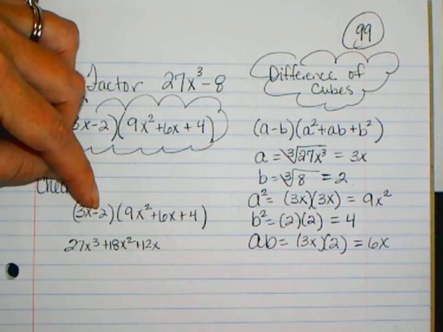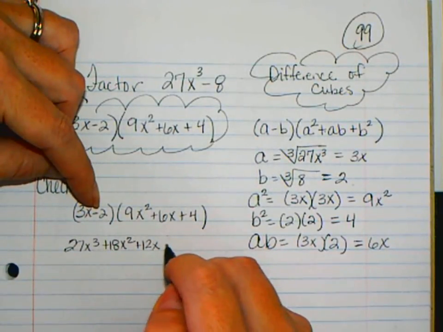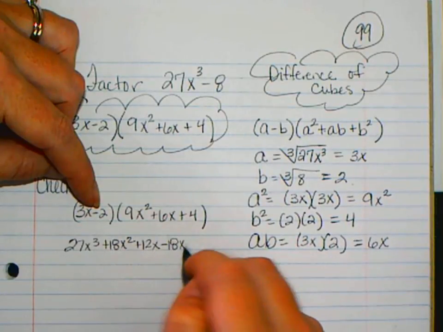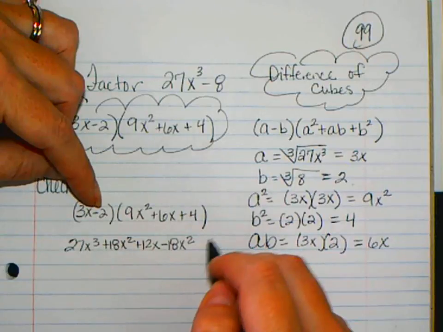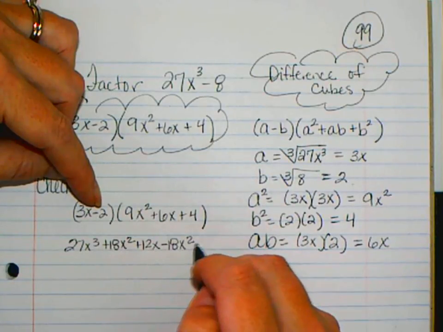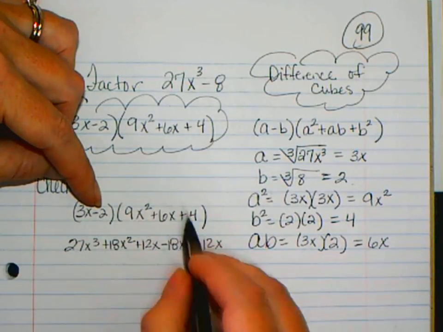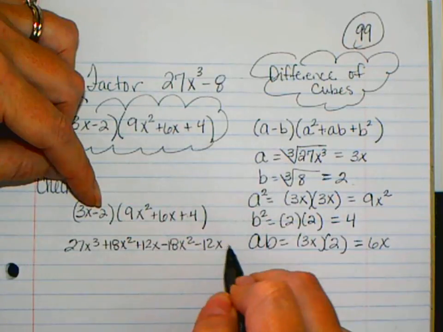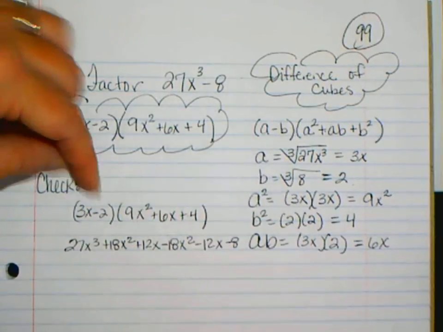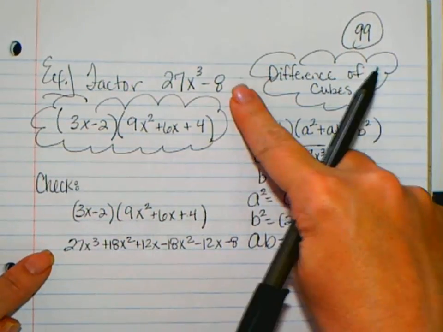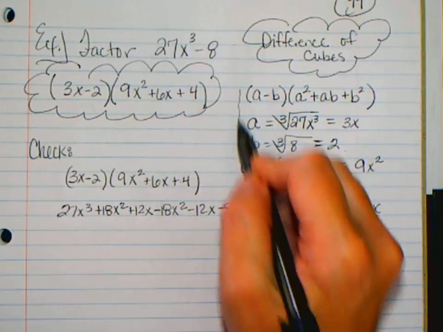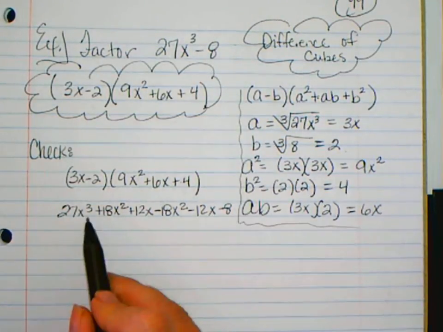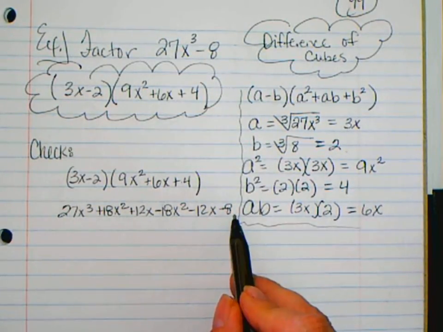Negative 2 times 9x squared. Negative 18x squared. Negative 2 times positive 6x. Negative 12x, and negative 2 times positive 4. Negative 8. And somehow all of that is going to condense to 27x cubed minus 8. So what term has the highest degree here? 27x cubed is 3 degrees, right? Are there any other terms with 3 degrees?